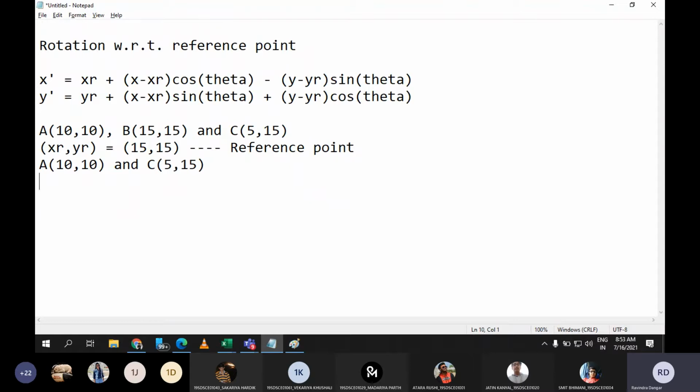Now let's apply the equations for the first point, A, which is 10, 10. For this point, x, y is 10, 10, because I am going to rotate the first point, which is point A. And xr, yr, what is the value of xr, yr? 15, 15. Correct, it is 15, 15.